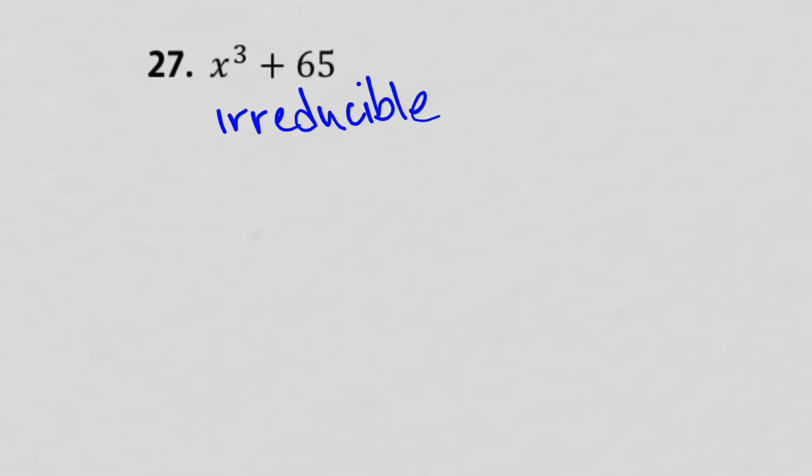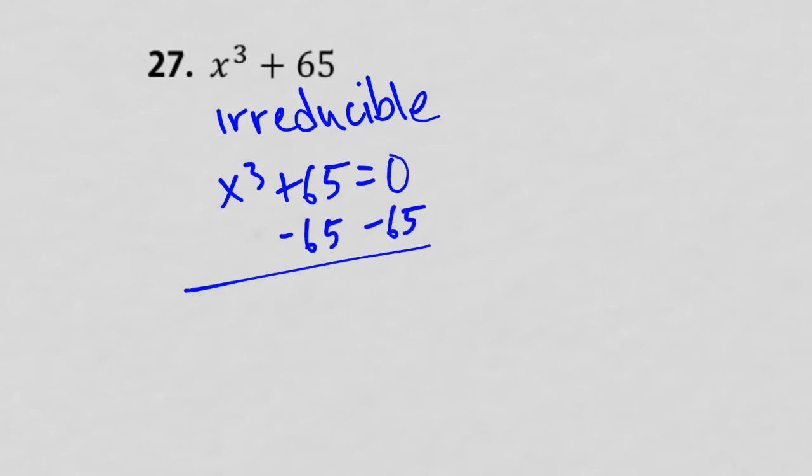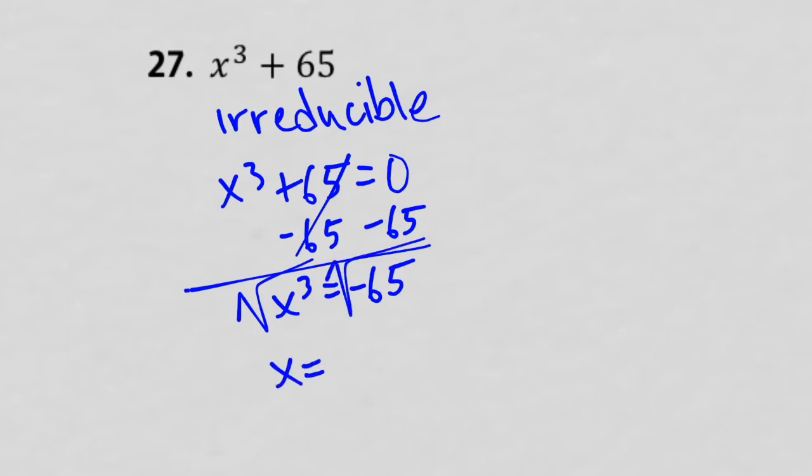There is a way to find the zeros, the roots, which is to set it equal to 0. It would look like this. And then you would subtract 65. And you would get x cubed equals negative 65. And then you would take the cube root of both sides. And so x would equal whatever the cube root of negative 65 is, which is some decimal number, okay? Which cannot be simplified.